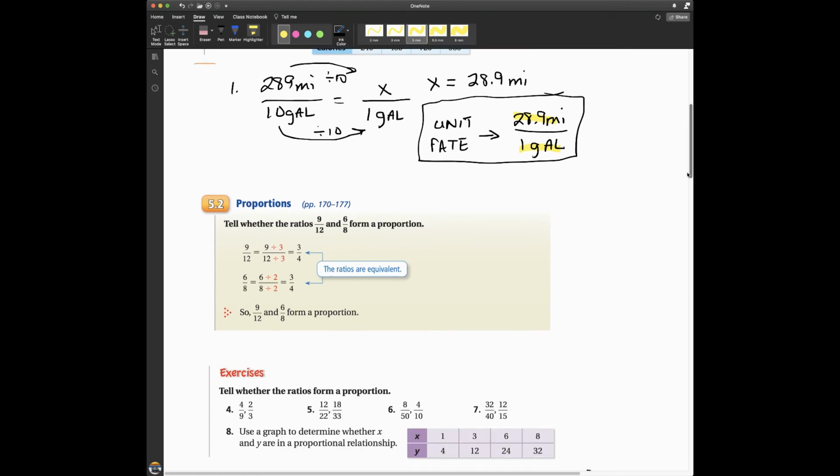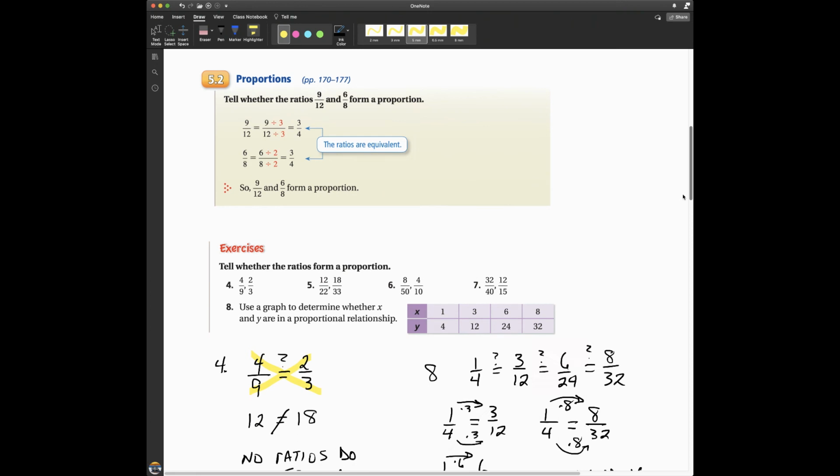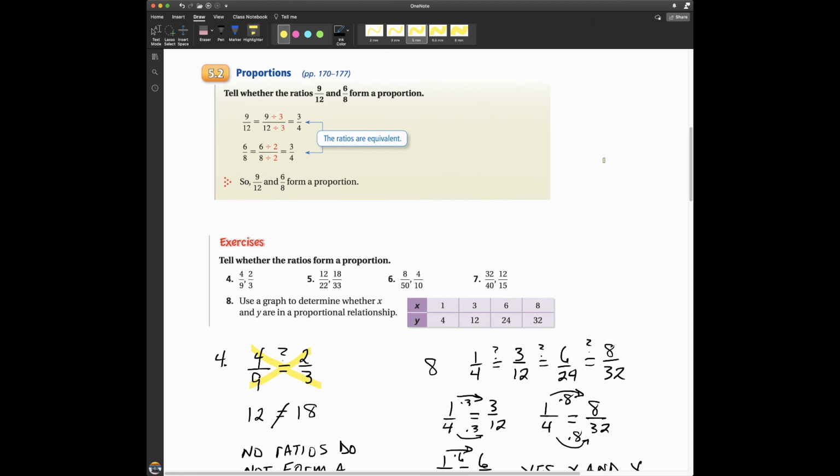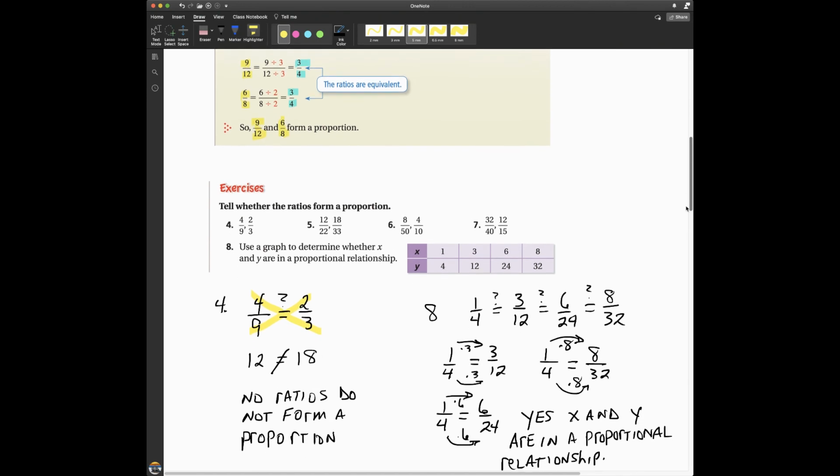Section 5.2 is proportions. So if I want to know, does a ratio form a proportion? One way to do it is look at my ratios and simplify them. And when I do, if when they're in simplest form, they're equal, then I can say, yes, these ratios do form a proportion.